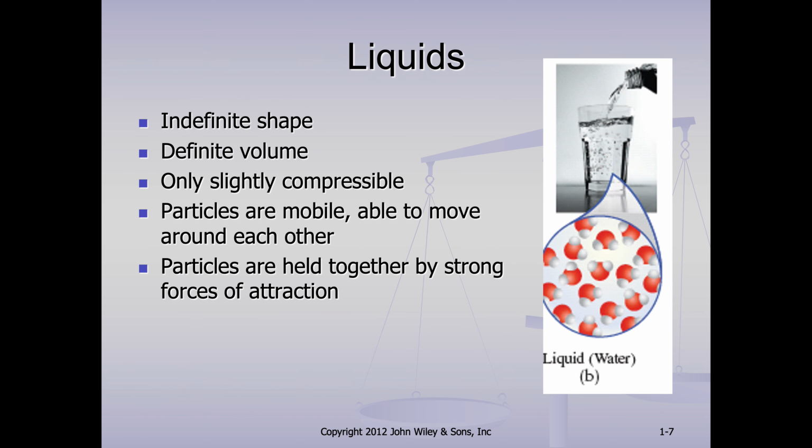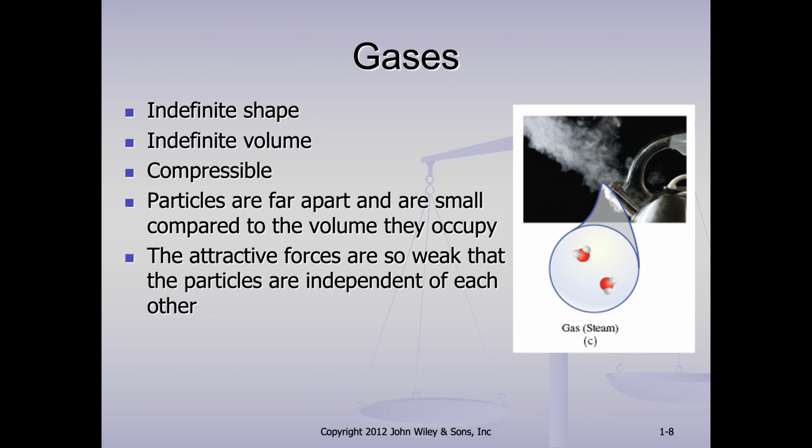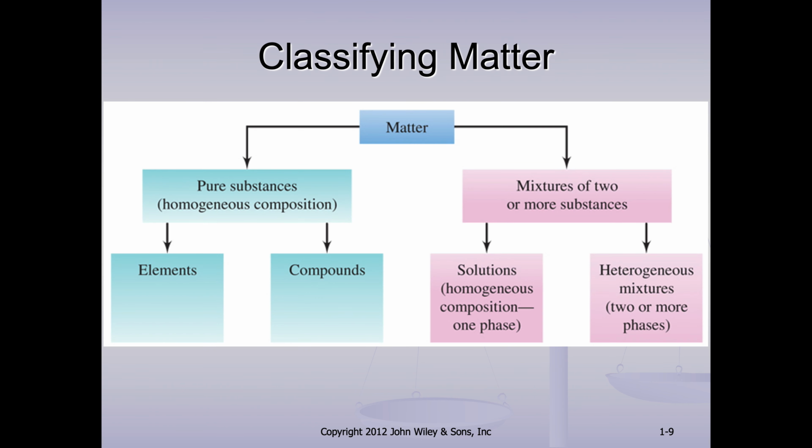All right? So that's solids, liquids, and gases, in terms of kinetic molecular theory. I would want you to be able to explain why a liquid can change its shape and a solid cannot, why a gas can change its volume and a liquid cannot, but in terms of the particles.